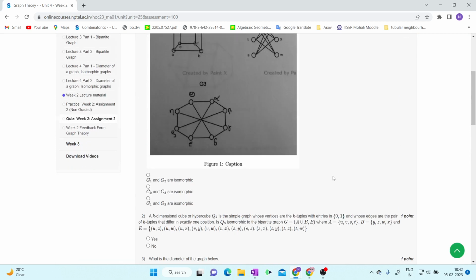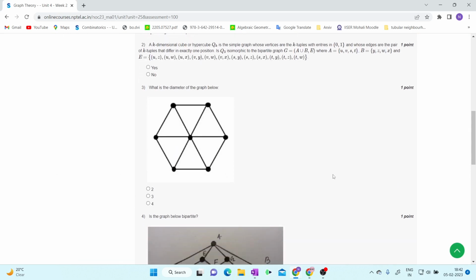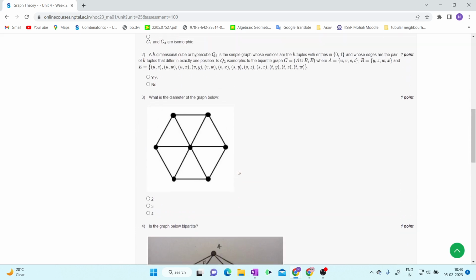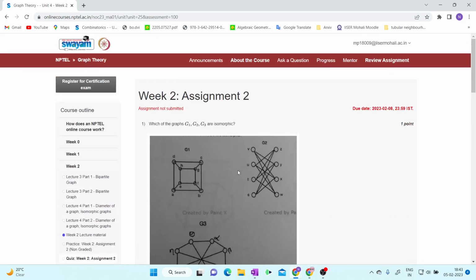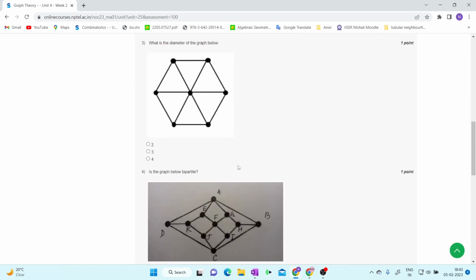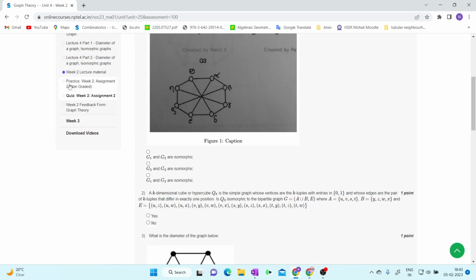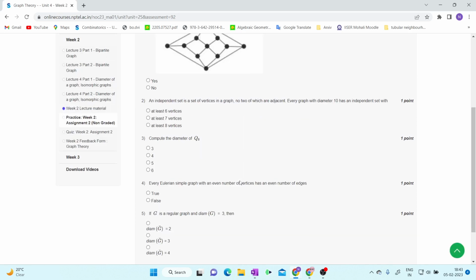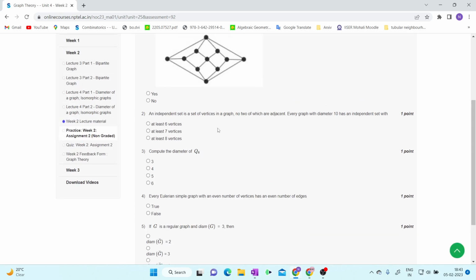In the assignment I have, the question is whether the graph below is bipartite. I think it's non-graded, ma'am. Question number 2, an independent set is a set. Okay, I got this question. Let me present the screen.